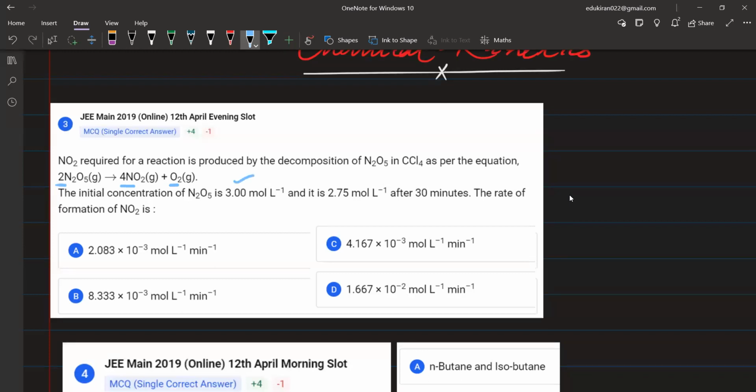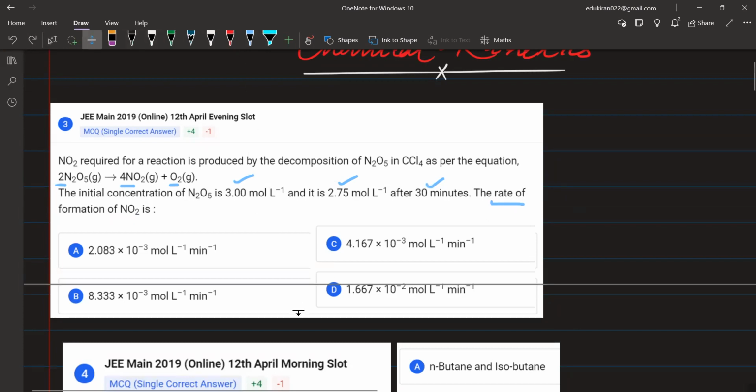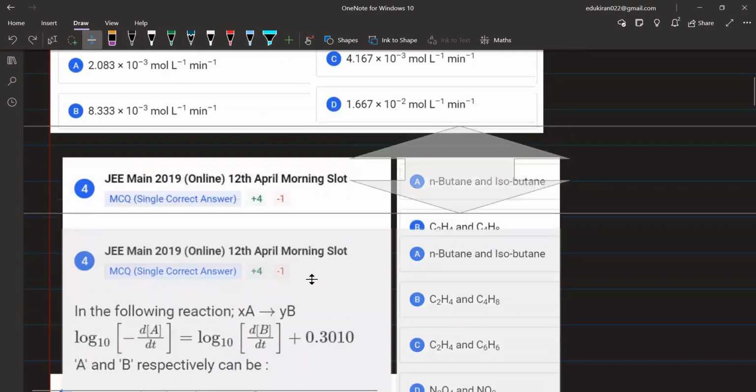The initial is 3 moles per liter and it is 2.75 after 30 minutes. So they have given you the final concentration and the time interval. Then they have asked the rate of formation of NO2. Okay. So how are we going to do this question? This is from the very first topic of chemical kinetics.